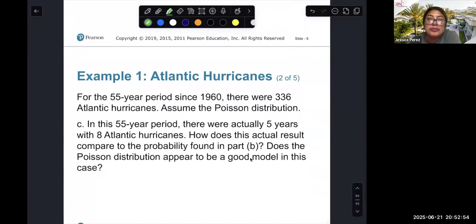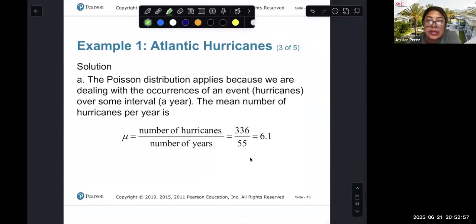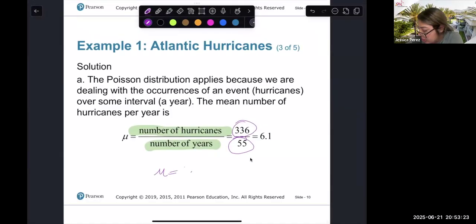So we're going to find the mean. The Poisson distribution applies because we're dealing with the occurrence of an event over a period of time, a year. The mean number of hurricanes per year is the number of hurricanes divided by the number of years. So we know that there were 336 over a period of 55 years. So then the mean is 6.1 hurricanes per year.